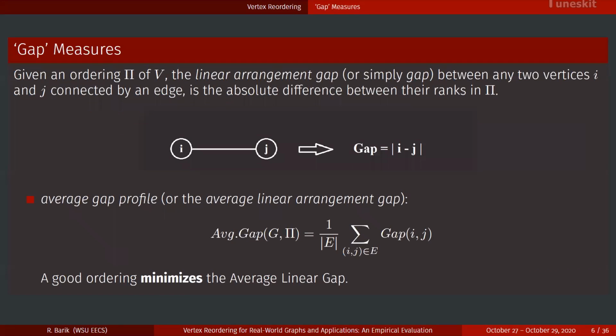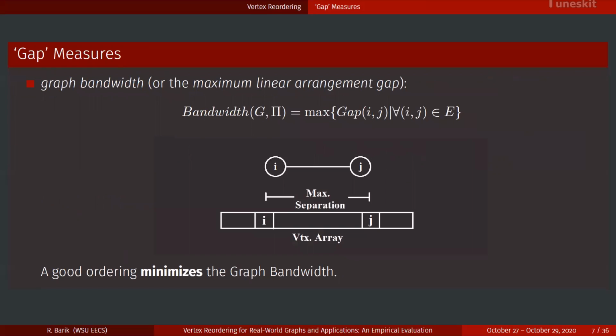What are they? The first one is the average gap profile of a given ordering for an input graph, which is the average linear arrangement gap, or the absolute difference between the ranks of two vertices which have an edge between them or are adjacent to each other, averaged over all the edges in the graph. The second one is the graph bandwidth, which is, for any pair of vertices i and j in the graph such that they are adjacent to each other, the maximum separation between their ranks in the vertex array.